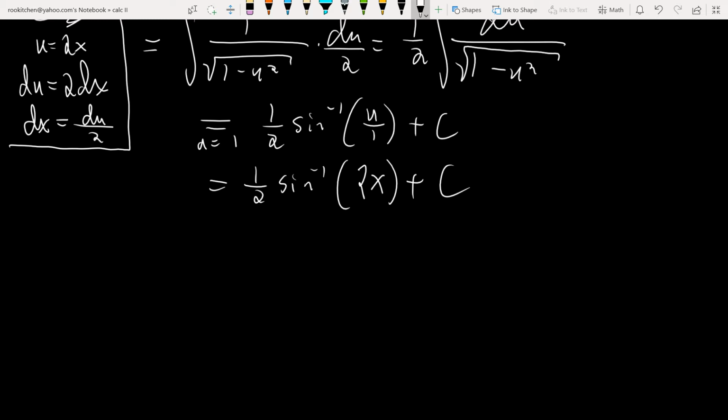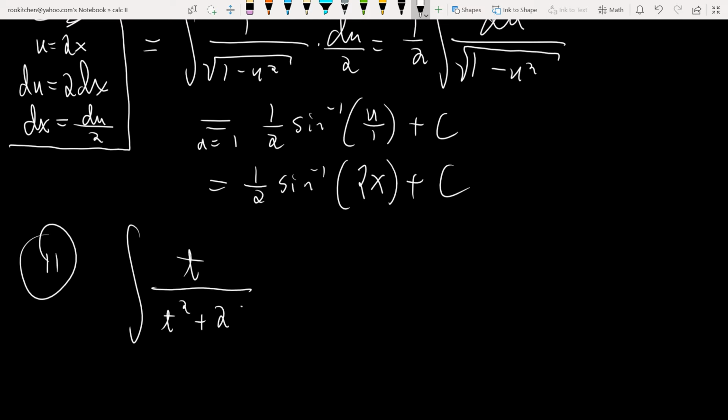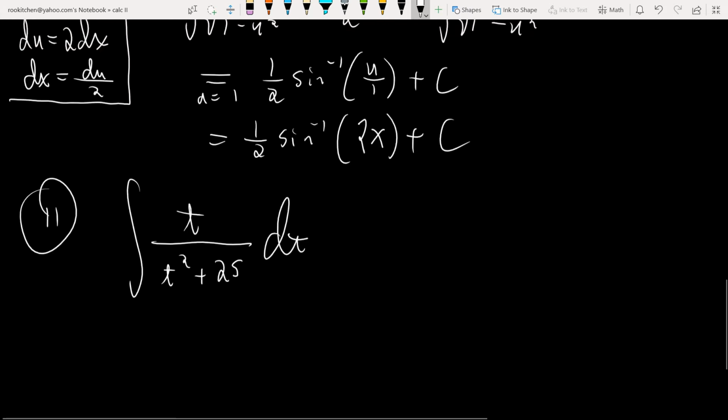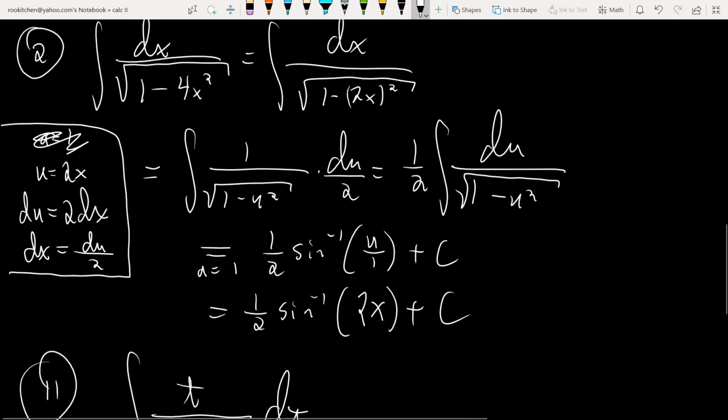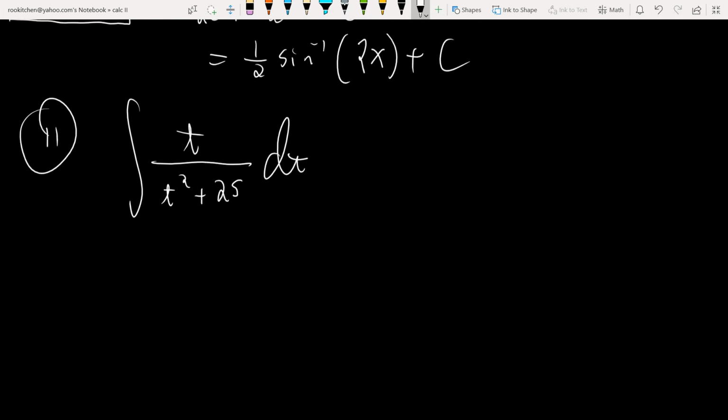Let's look at number 11. Okay. So the integral of t all over t squared plus 25 dt. And let's go ahead and see, so what form is it, right? It's clearly the second form. It's the only form that has a plus in it. So we can, and that should be a t to the 4th, not a t squared, sorry.